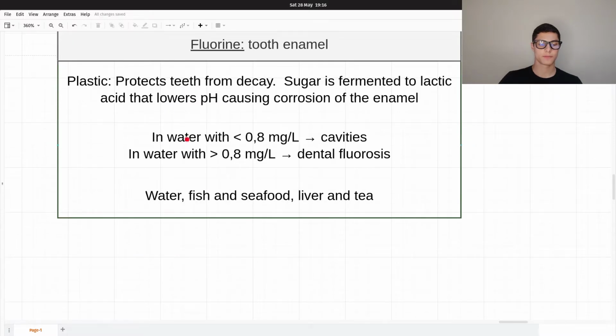Water with a fluorine concentration of less than 0.8 milligrams per liter will give us cavities because we don't have enough fluorine. But if the water has too much of it, we will develop dental fluorosis, which is even worse. We can find fluorine, as I said, in water, in fish and seafood, and the liver, and in some tea.